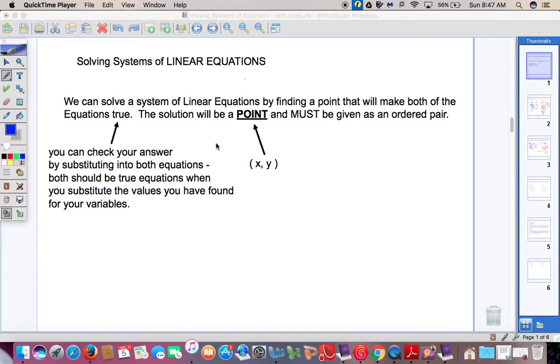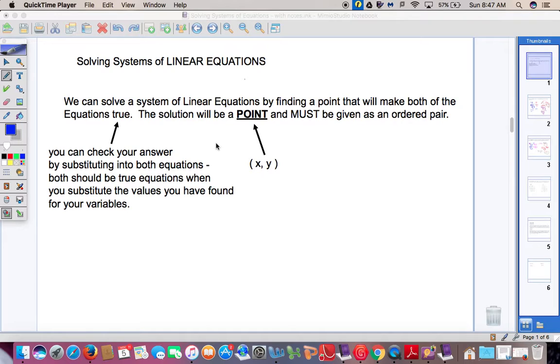We're still working on solving systems of linear equations. This video is going to focus on solving by graphing. Okay, so we're solving systems of linear equations, which means that we're finding a point that will make both of the equations true. So the solution will be a point, and the point must be given as an ordered pair. Remember, an ordered pair is when you have both your x value and your y value, and we notate that with parentheses around it.